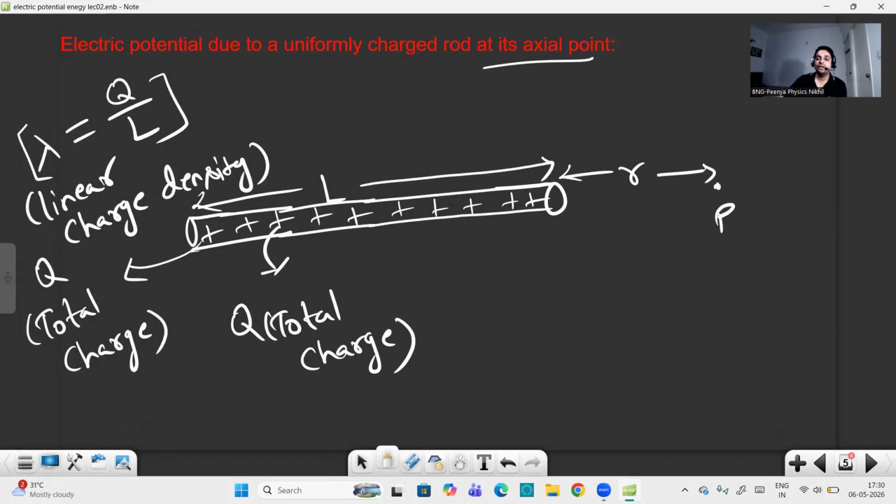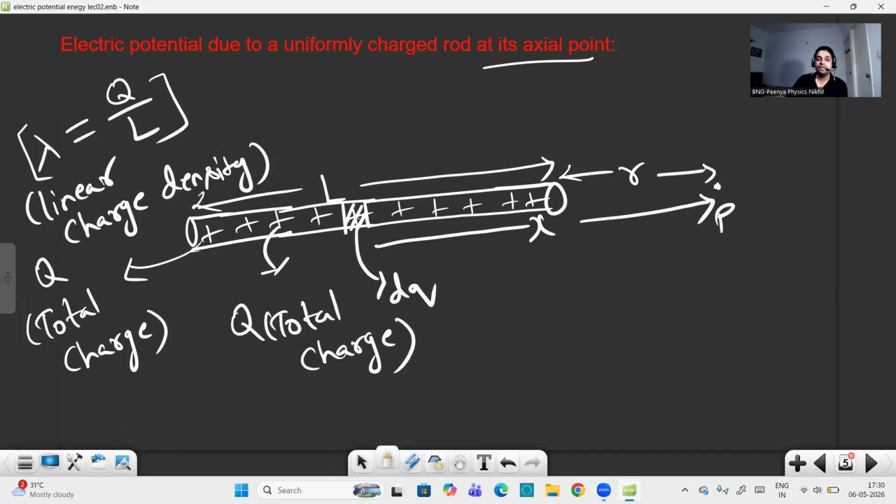Now, how to find the electric potential at point P? For that, I will take an elemental charge here. Let this elemental charge be at x distance from here. So this elemental charge is dq.